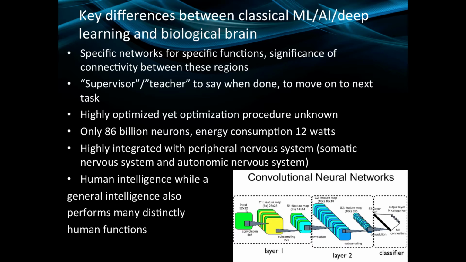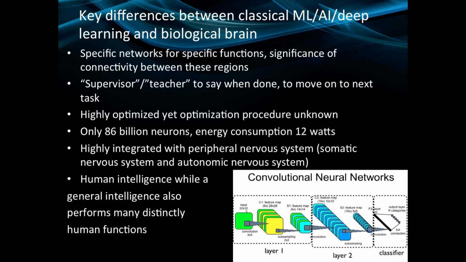All human brains have about 86 billion neurons, and the energy consumption is about 12 watts. And we can't just isolate the brain from the rest of the nervous system. It's actually very highly integrated with, for instance, the peripheral nervous system and the somatic nervous system and the autonomic nervous system. One might think that a convolutional neural network where you have layer 1 and layer 2 and then a convolutional piece between those is in a way a simple analogy of how different brain regions have a connection between them.